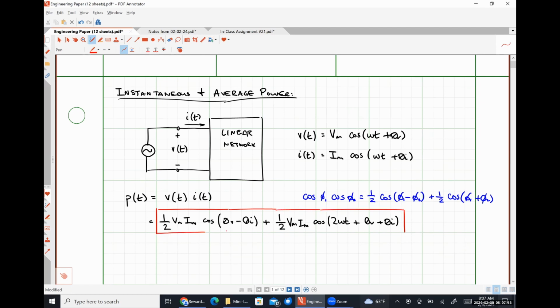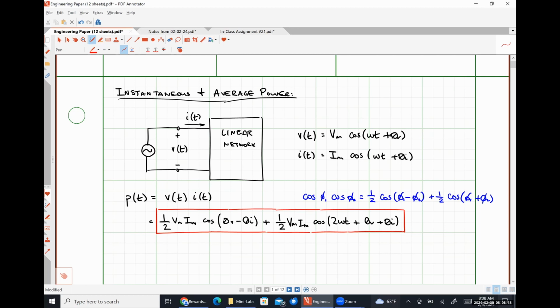Okay. So this equation works for literally anything. It can work for a network, it can work for an individual component. Doesn't matter if it's a resistor, capacitor, inductor, combination thereof, it works for voltage sources, current sources, dependent sources, the whole thing. This is our generic relationship that literally works for everything.